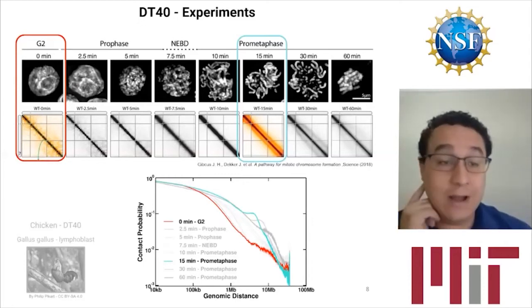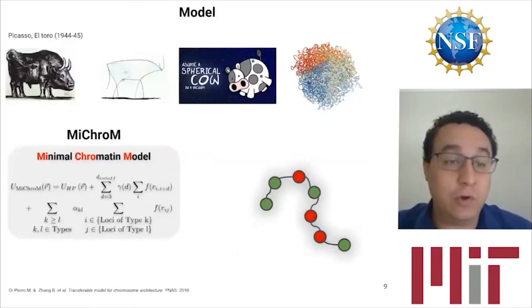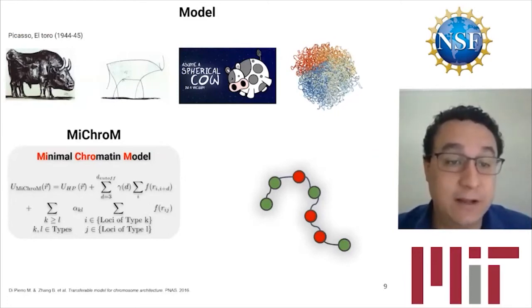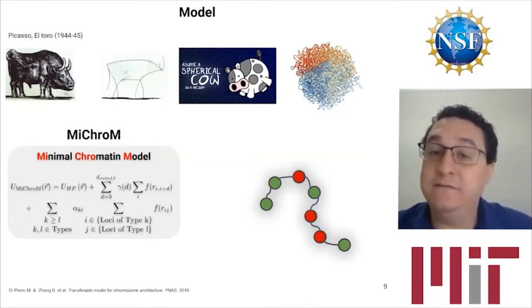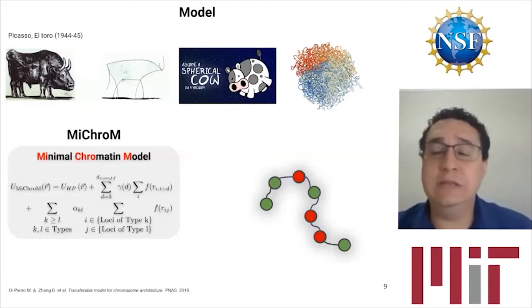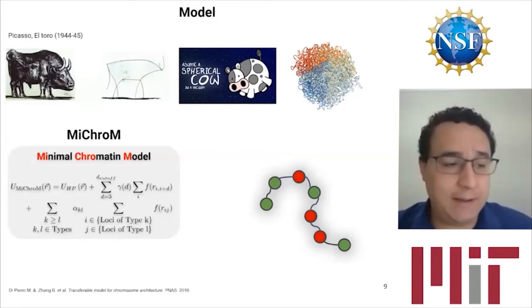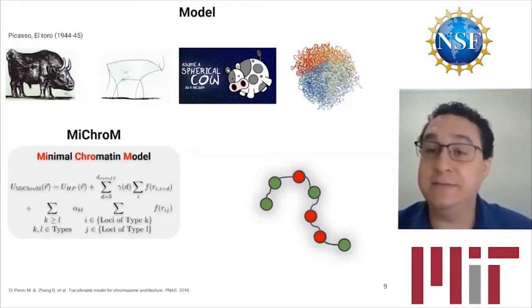Okay, so how can we explore and use this experimental data to build some physical models? I will talk a little bit about this MiChroM model, which is the minimal chromatin model, which was successfully employed in interphase human cell lines. The motivation to build such a model was: what's the minimum information that you need to create a polymer which looks like a chromosome and is able to reproduce Hi-C maps, all those ensembles of structures?